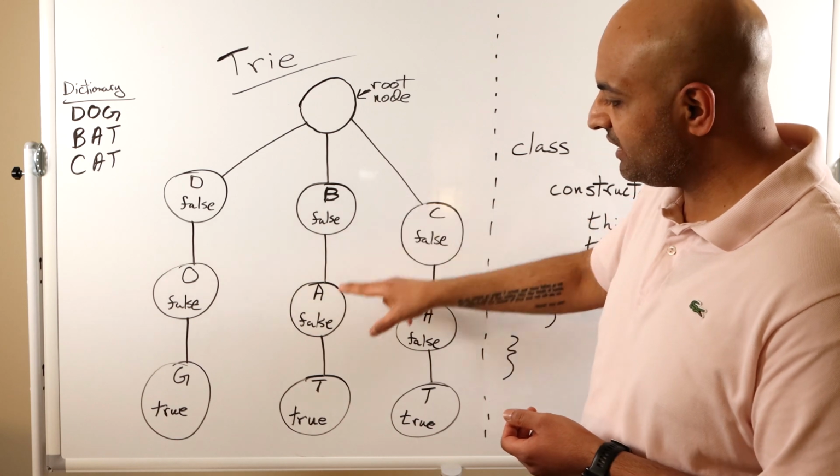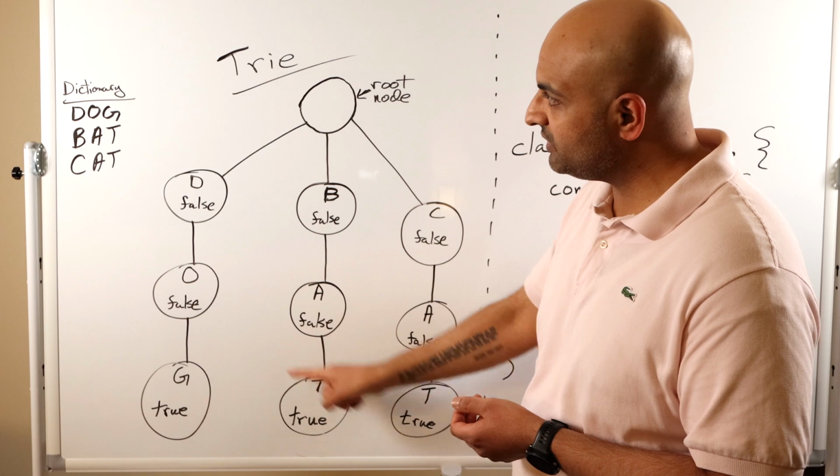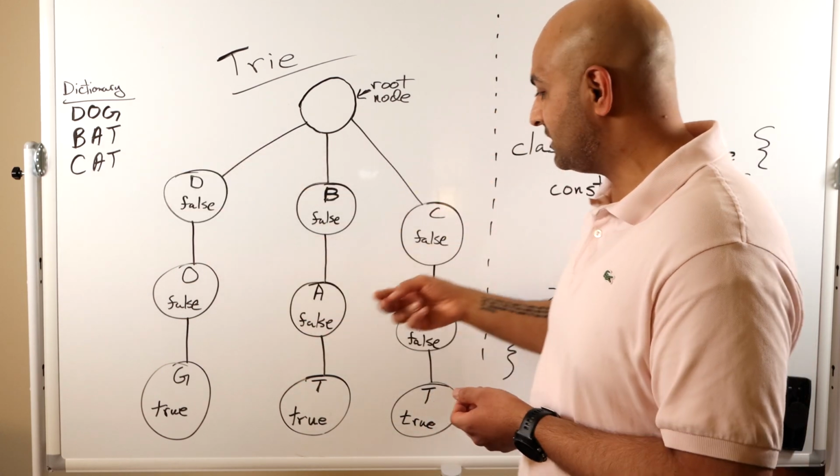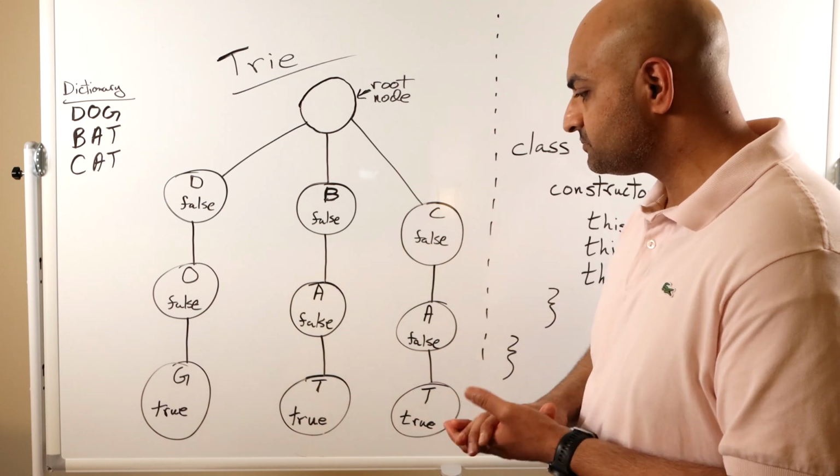Same here with B, A, T. We have a true at T simply because we have to walk all the way down here to get to a word that's in our dictionary. And likewise, you see that with cat over here with C, A, T.